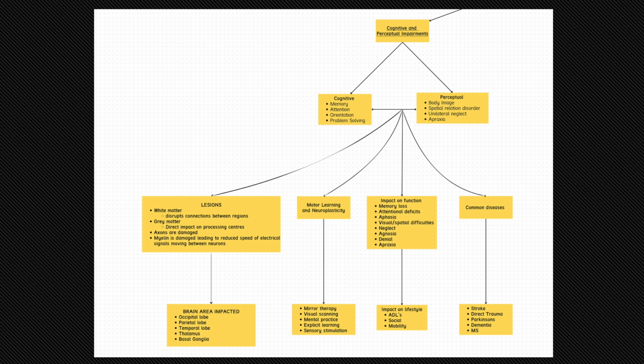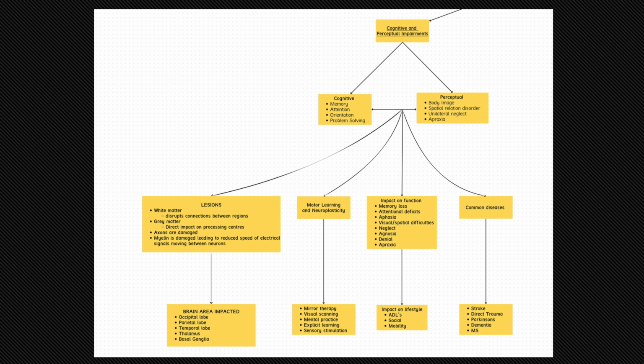Interhemispheric communication through the corpus callosum allows integration of cognitive inputs. Damage will often result in lesions in white matter, which disrupts the communication between the brain regions, or in the grey matter, which is in the brain's processing center. Damage to the axons and myelin slows down the transmission of electrical signals between neurons, only further impacting the brain function.